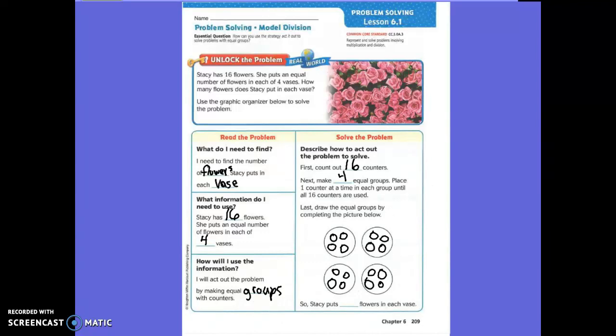So Stacy put, okay, now look at this chart, or these groups. We know there were 16 flowers and they were in 4 groups. The question is, how many flowers does Stacy put in each vase? So look at your groups. How many did she put in each vase, guys? 4 flowers in each vase. Okay, go to the next page.